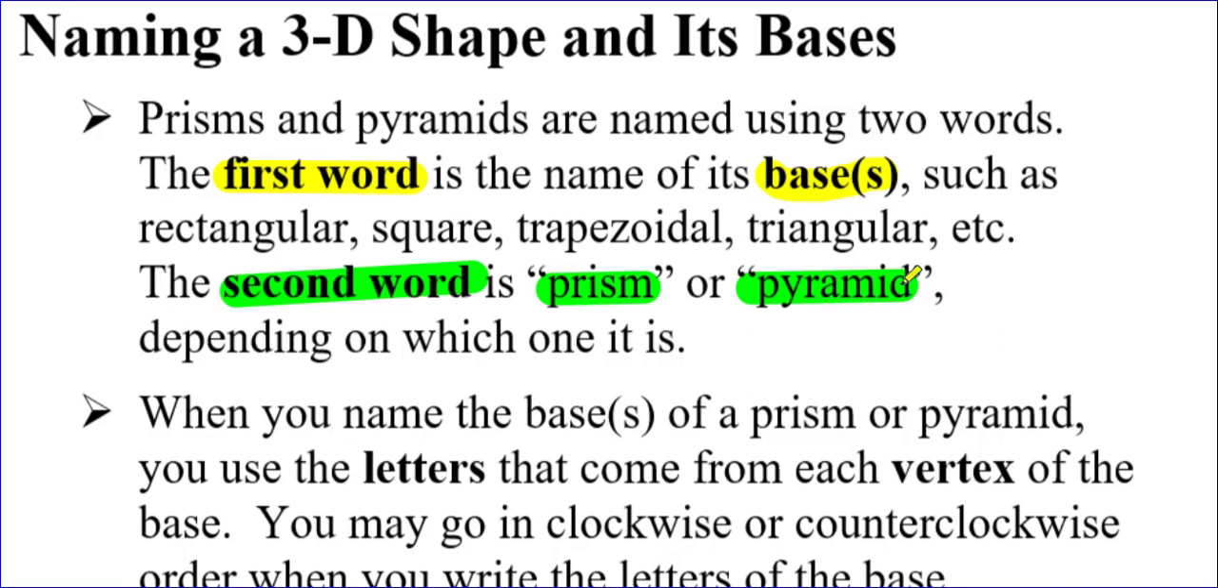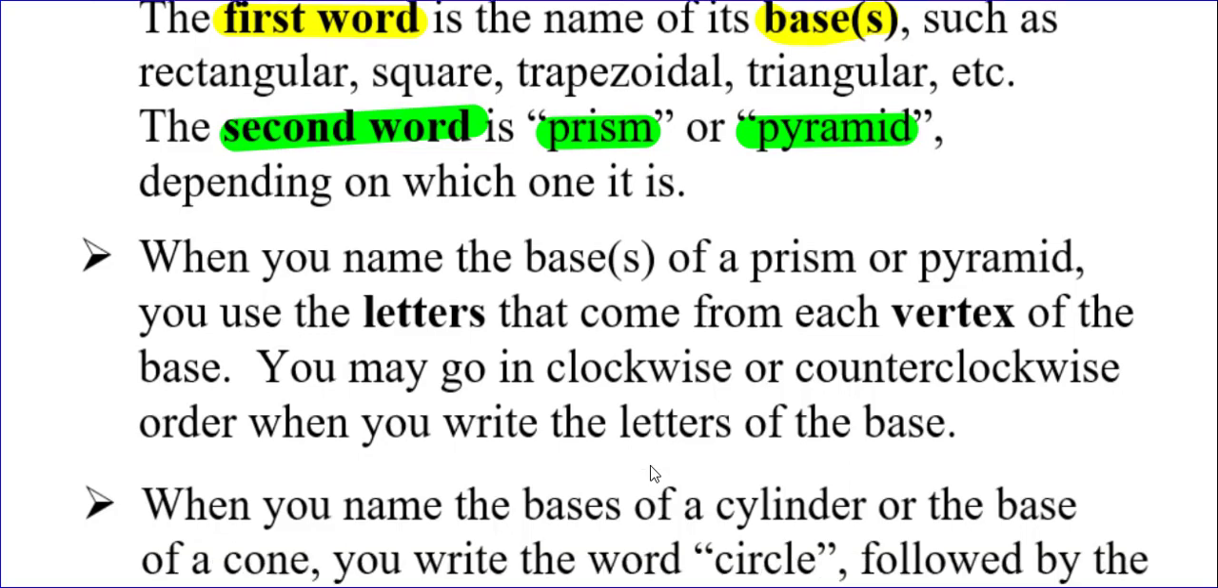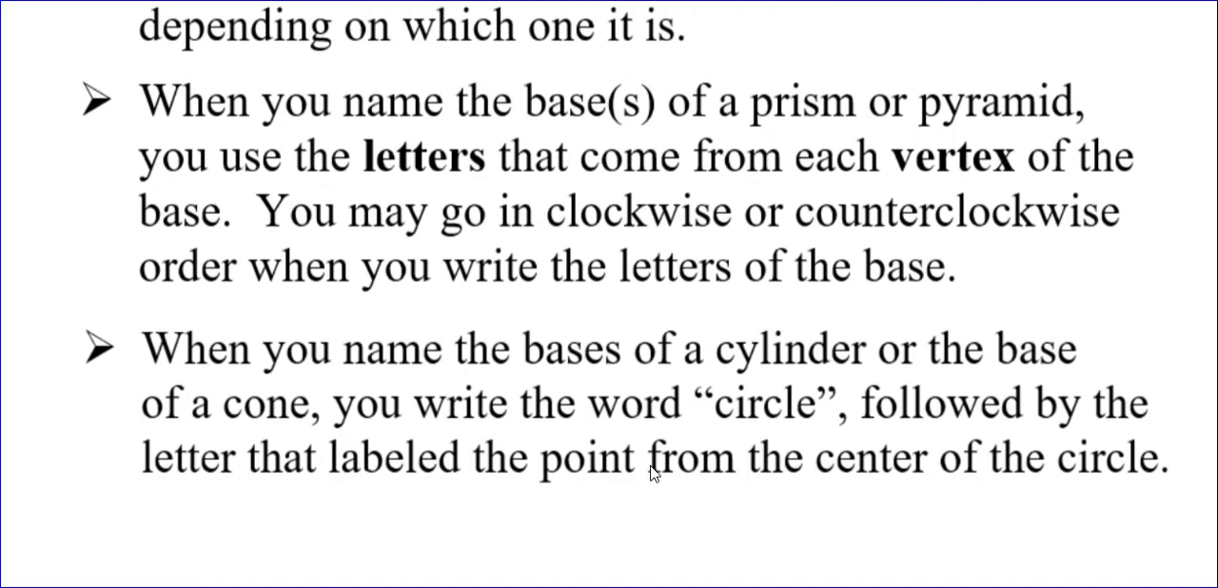If we're talking about a cylinder or a cone, then that's a different story. But if we're talking about prisms and pyramids, then the first word will always refer to the bases, and the second word will always refer to the word prism or pyramid, depending on which one it is. When you name the bases of a prism or pyramid, use the letters that come from each vertex of the base. You'll see what I mean when we do some examples here together. You may go in clockwise or counterclockwise order when you write the letters of the base. When you name the bases of a cylinder or the base of a cone, you will write the word circle, followed by the one and only letter that is labeled to the point of the center of that circle.